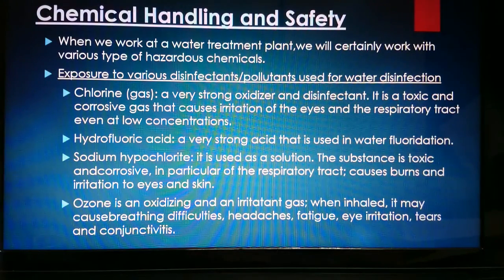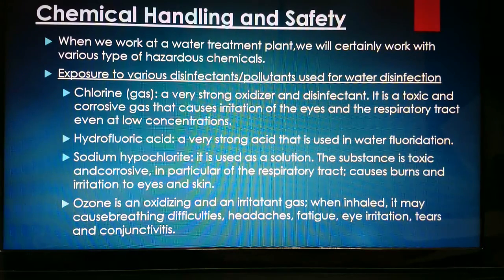Okay guys, let's move on to the next slide, which is entitled Chemical Handling and Safety. As it also deals with chemicals in various amounts and concentrations, we also need to know how to handle the chemicals and their safety measures.